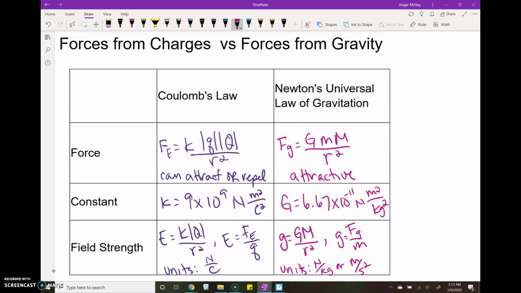All right, so this will be a really handy thing to have in your back pocket, because I guarantee on the IB exam for questions related to this topic, they will ask you to explicitly compare these two forces.